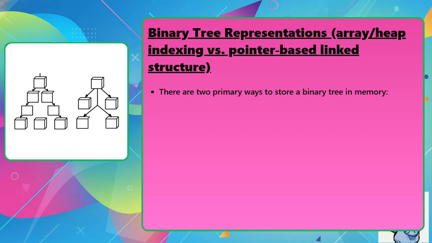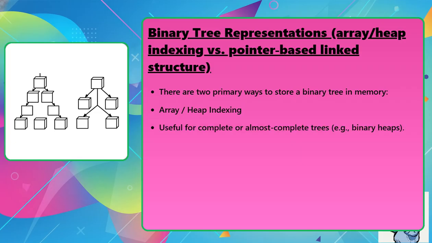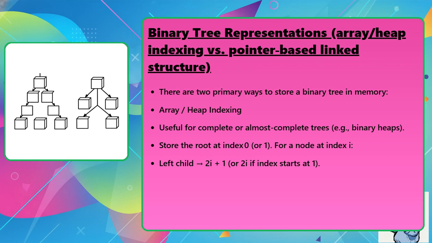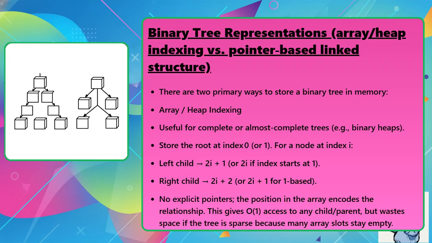There are 2 primary ways to store a binary tree in memory. Array or heap indexing is useful for complete or almost complete trees, for example binary heaps. Store the root at index 0 or 1. For a node at index i, the left child is 2i + 1, or 2i if the index starts at 1. The right child is 2i + 2, or 2i + 1 for 1-based. No explicit pointers; the position in the array encodes the relationship.